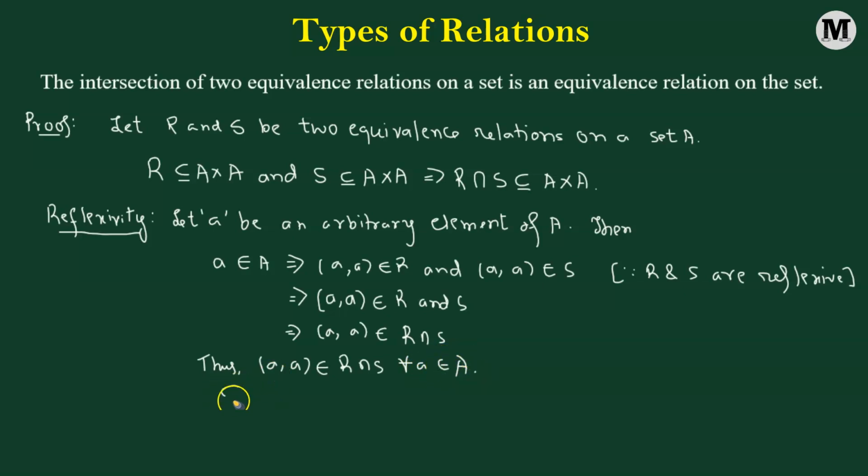So R intersection S is a reflexive relation. This is a relation, but it's also going to be a reflexive relation on the set A. Okay, so we have tackled the first part. We have shown that R intersection S is a reflexive relation. Next, we will check for symmetry.